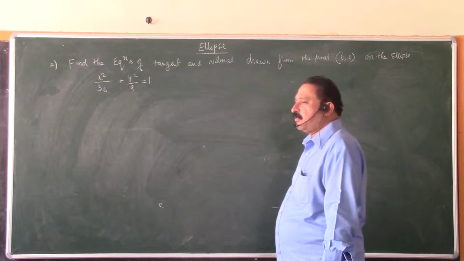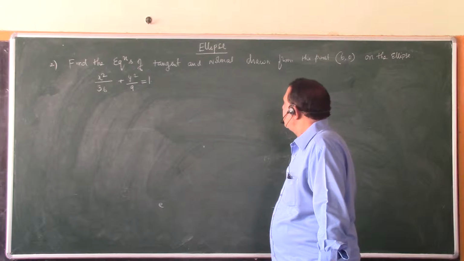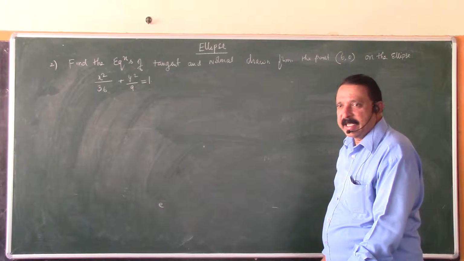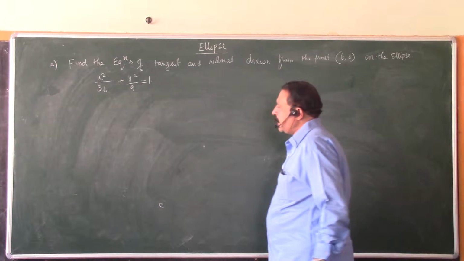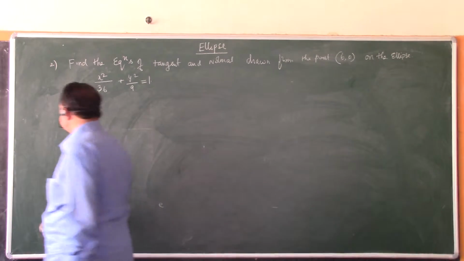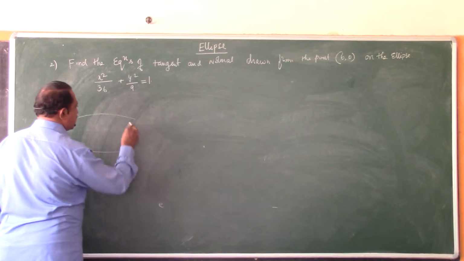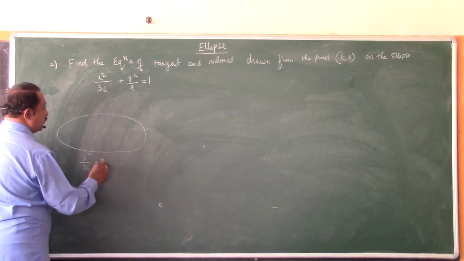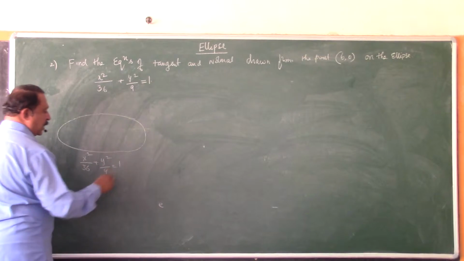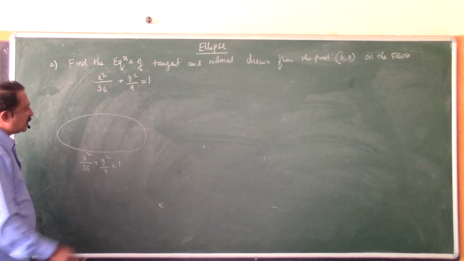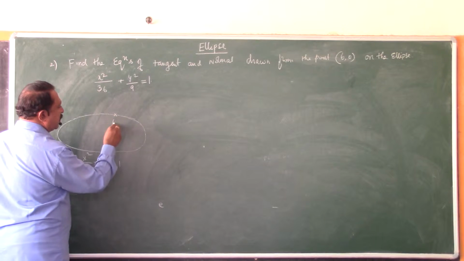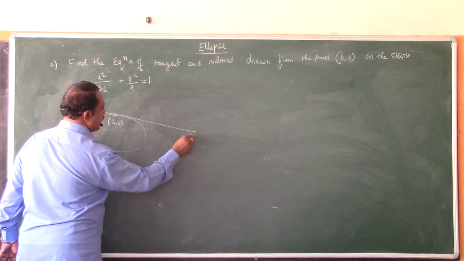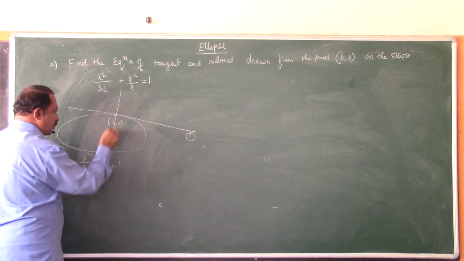Find the equations of the tangent and the normal drawn from the point (6, 0) on the ellipse x squared by 36 plus y squared by 9 is equal to 1. Now this is the ellipse x squared by 36 plus y squared by 9 equals 1. On this ellipse you have a point which is (6, 0), and through (6, 0) you have drawn the tangent and you have also drawn the normal.